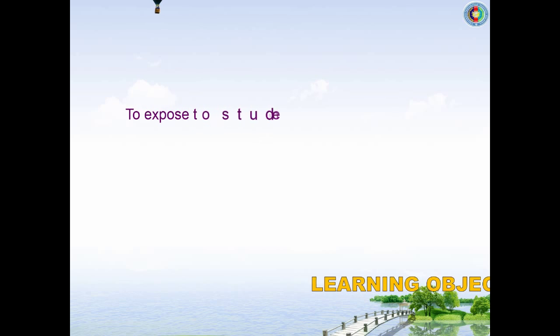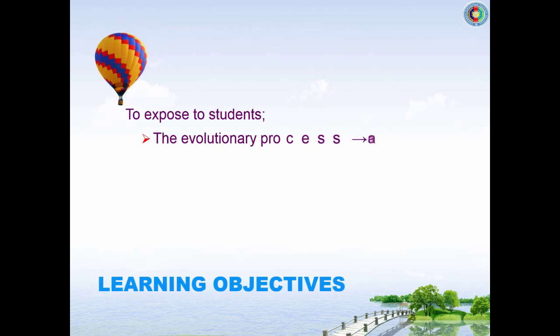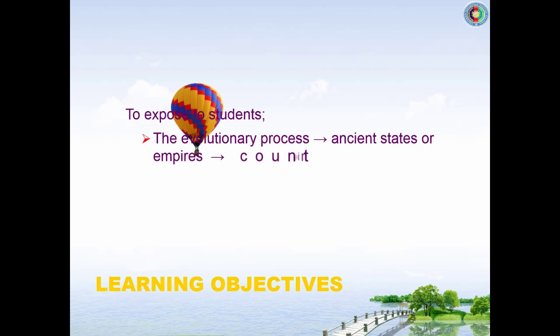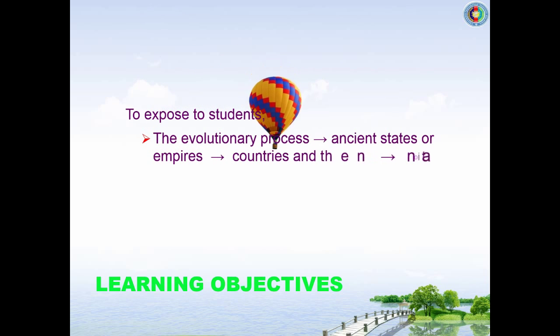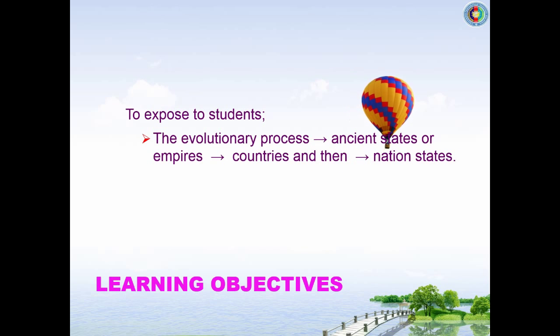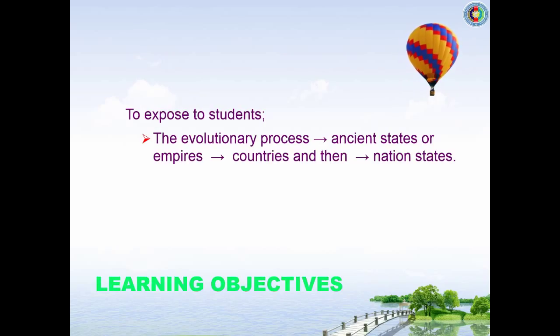The objective of these topics is to expose students to the evolutionary process from ancient states or empires to countries, and then subsequently to nation-states. This includes changes in societies from a homogeneous to a heterogeneous society, and how members of the community express their love of their country, which means nationhood.